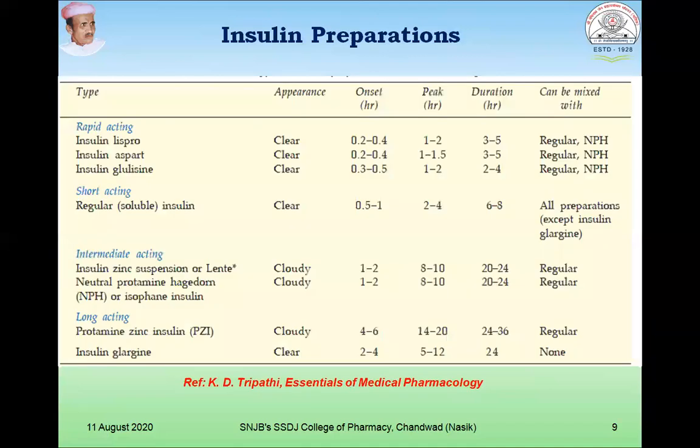These are the various insulin preparations. If you go through the preparations, you can observe the types, then appearance, onset, peak, and duration of action, and some are mixed, one or two, while administering. They are classified as rapid acting, short acting, intermediate acting, and long acting. Those students who are going for GPAT preparation can understand such types of classification and their duration, which will be really helpful for you during your GPAT preparation.